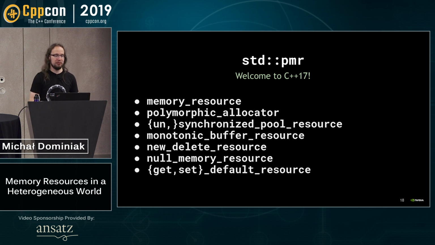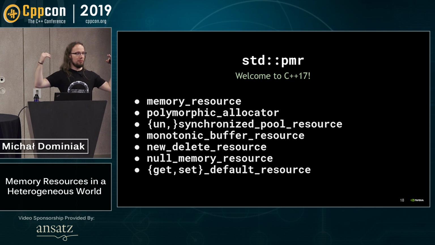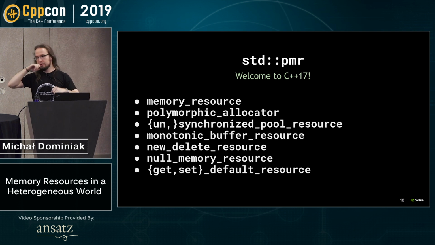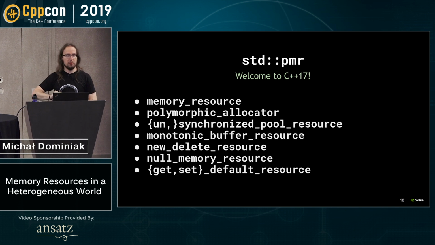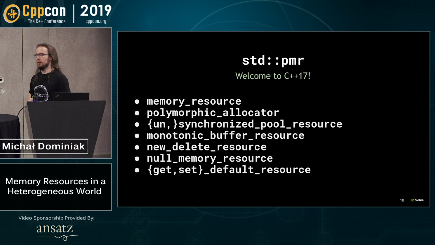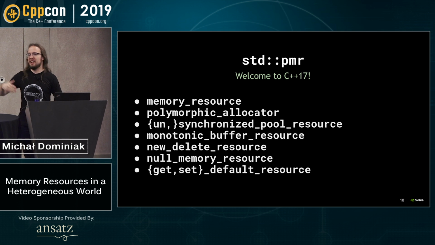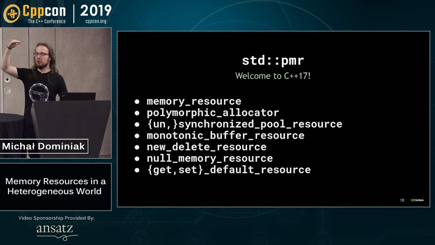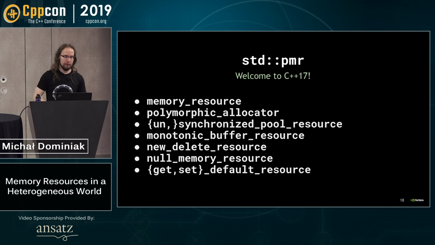And we have get and set default resource to set and get a global pointer to a resource that we want to use. And all of the types in PMR that take a memory resource have a default constructor which defaults to the value of calling get default resource. So this is a way to dynamically change the source of memory that you get in a given part, or maybe in your entire program, at random places.